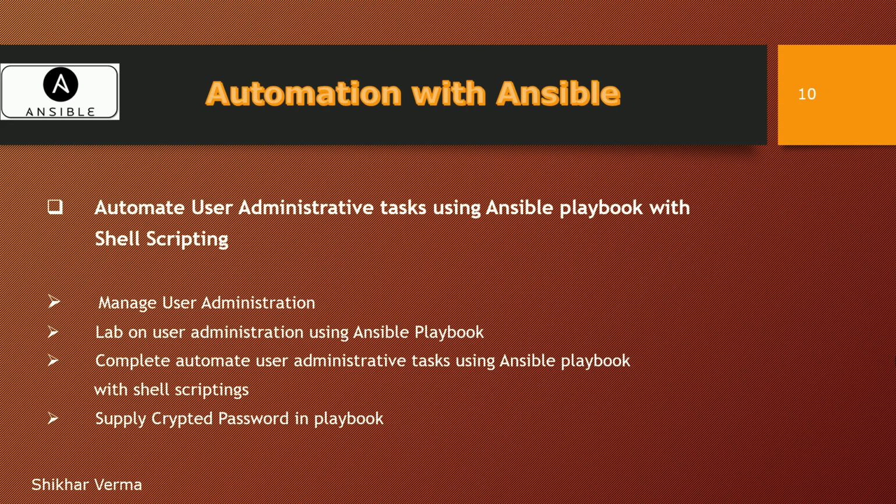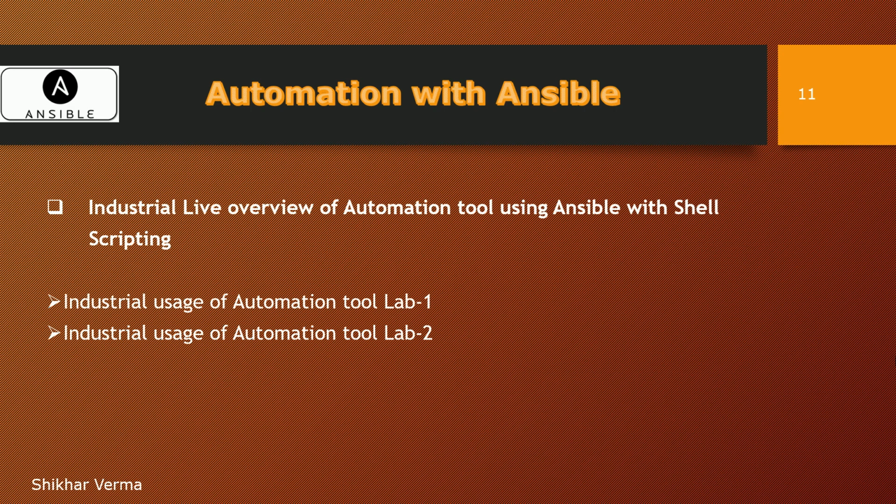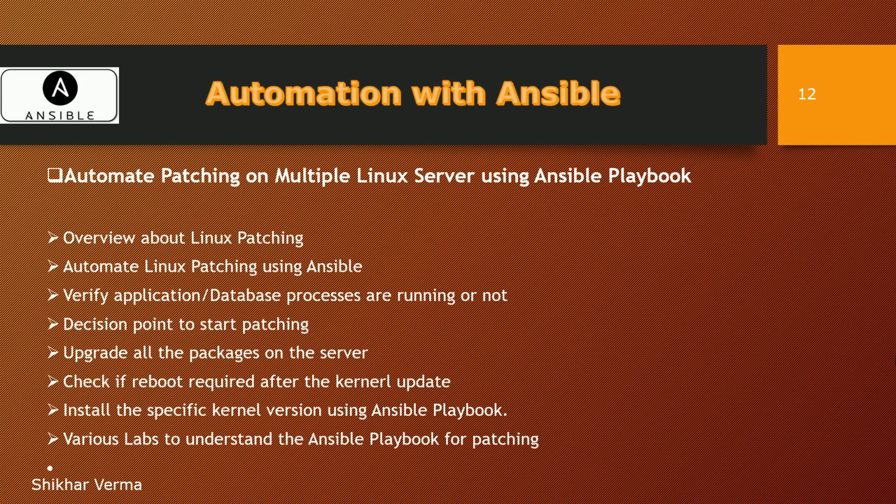In this course module you will understand the different automation tasks you can perform with the help of Ansible. There is simple user administration, a lab on user administration using an Ansible playbook, and we'll understand how to completely automate user administrative tasks using an Ansible playbook with shell scripting. We'll show you an industrial, real-life overview of an automation tool, and what sort of tool we can create with Ansible and shell scripting. There are two labs, industrial user lab 1 and 2, so that you can have good exposure to Ansible.